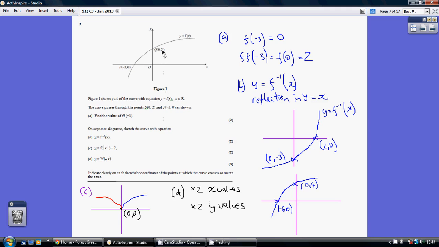So 0, 2 becomes 0, 4. Minus 3, 0 becomes minus 6, 0. So really it's exactly the same shape, just everything's doubled. And as we don't really have much of a scale here, it really looks exactly the same as this.